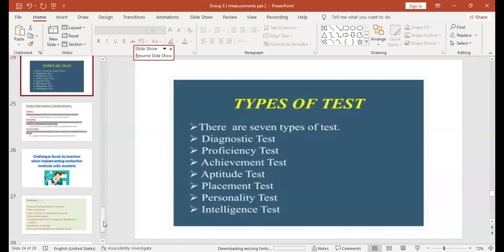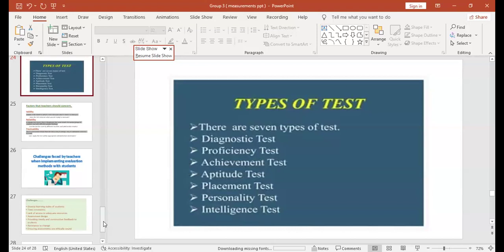The second type is the proficiency test. Proficiency tests are designed to measure people's ability in a language, whether or not they have any training in that language. IELTS is the best example of a proficiency test.